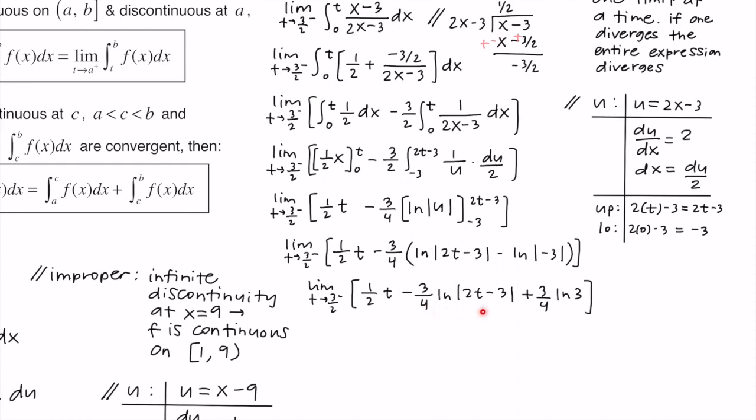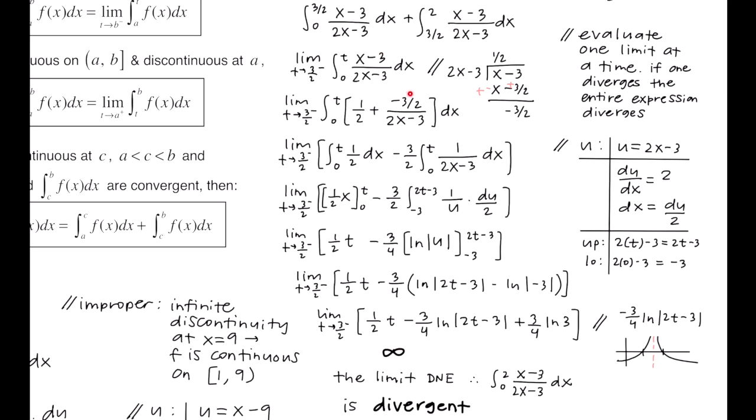So finally, we want to look at this right here as t approaches 3/2 from the left. So I put this expression in the graphing calculator, and you can see that we have a vertical asymptote right here at 3/2. So when we're approaching 3/2 from the left, the curve goes up to infinity. So this entire expression is going to go to infinity. So since we got infinity for this first limit on the left, the limit does not exist. Therefore, this part of the problem diverges. And since one of them diverges, the entire expression diverges. So we can conclude that the original integral from 0 to 2 of the rational function is divergent.